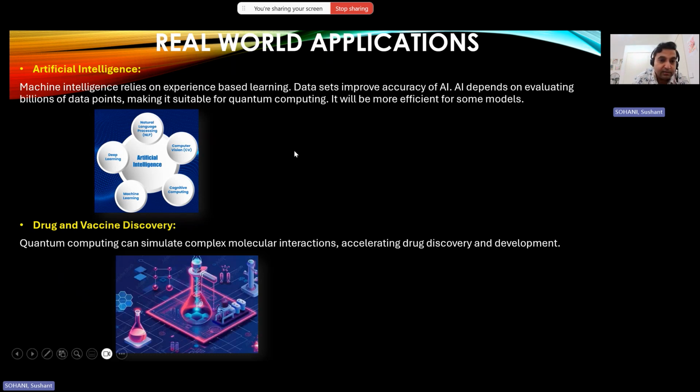So you see here, as we discussed, deep learning, natural language processing, which is called NLP, computer vision, cognitive computing, and machine learning. These are all part of artificial intelligence.